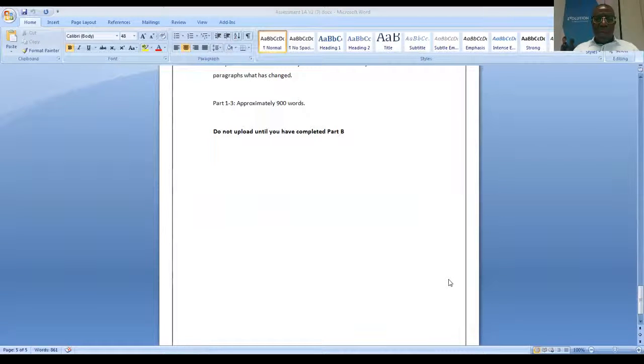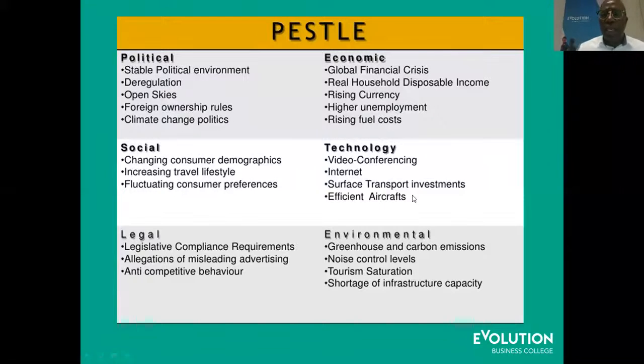So here we are. Right, PESTEL, as we said there, it's one of those things that's required. So your PESTEL is, P stands for political, E stands for economic, S for social, T for technology, L for legal, and E for environmental. So what do we mean by political? What are you going to analyze when you talk about the political? We're talking about the stable political environment. How stable is the political environment in a particular country, or in Australia, if you're choosing any of those Australian airlines? What is the deregulations?